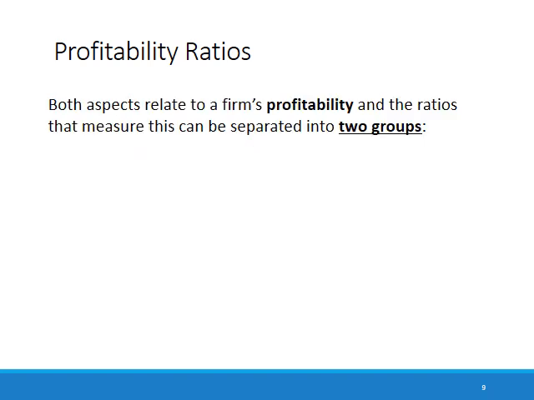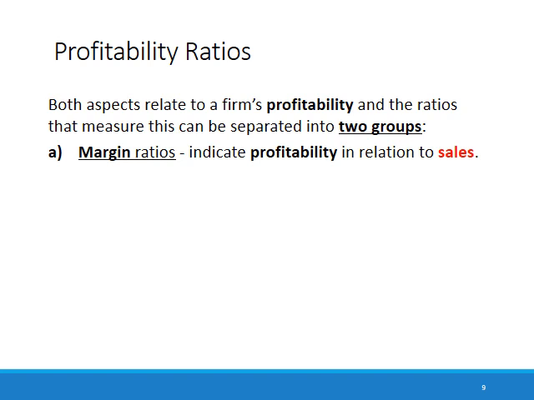Both aspects relate to the firm's profitability, and the ratios that measure this can be separated into 2 main groups. First group is margin ratios. Basically they indicate the profitability in relation to sales. They take reference from sales and how much profit they can make from it, how efficient they are. First one is gross profit margin. Next is net profit margin.